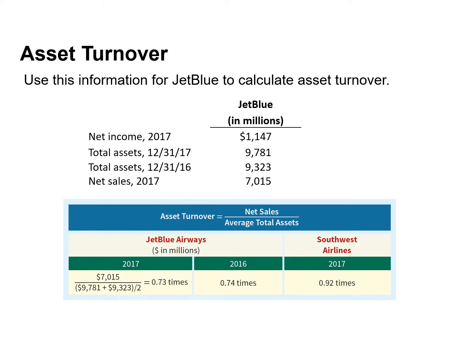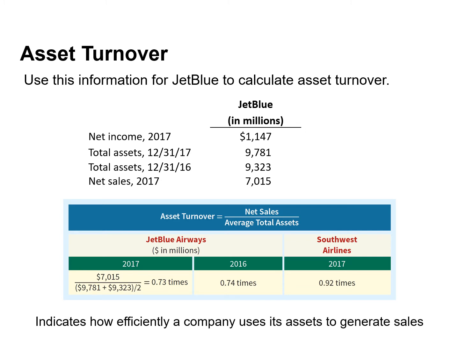Asset turnover indicates how efficiently a company uses its assets to generate sales. In essence, how many dollars of sales does a company generate for each dollar invested in assets? It is calculated by dividing net sales by average total assets.